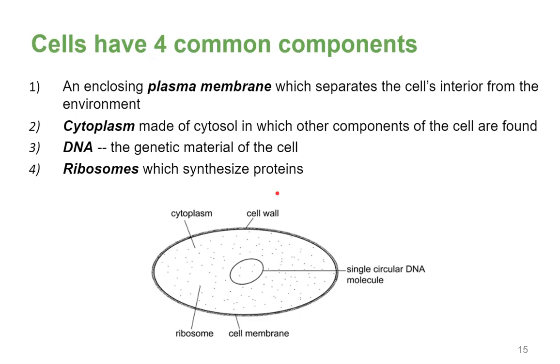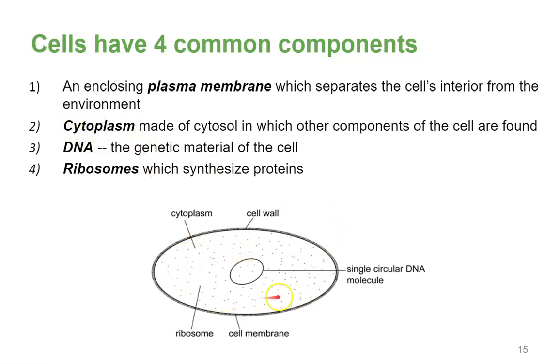Okay, so cells just in common have 4 components. All cells have 4 components. One is the plasma membrane. The plasma membrane separates the interior of the cell from the exterior environment. So that allows the inside of the cell to look a lot different, maybe to have different chemical composition from the exterior world. They also have cytoplasm.